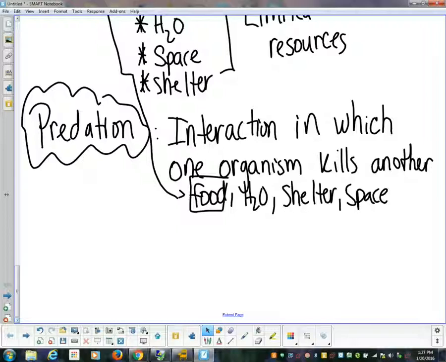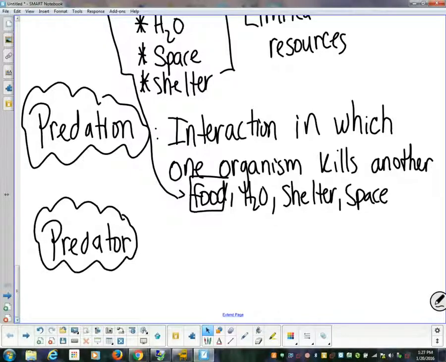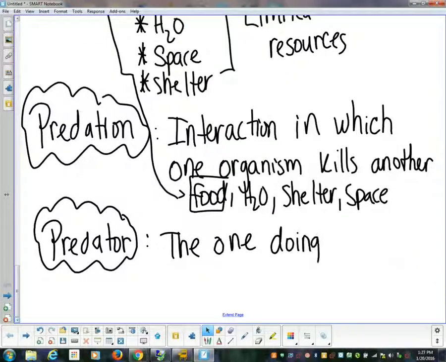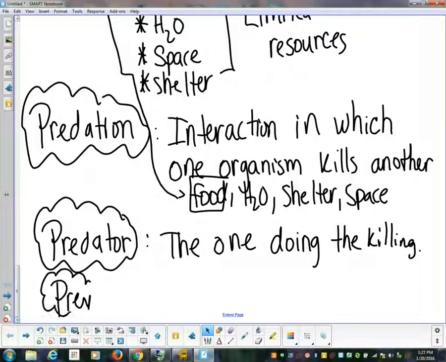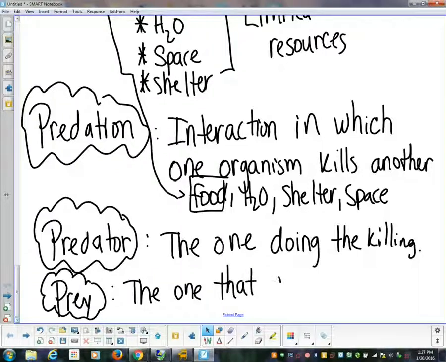And the predation has two parts to it. One's called a predator. And a predator is the one doing the killing. And the other term is called the prey. And so the prey is the one that gets killed.